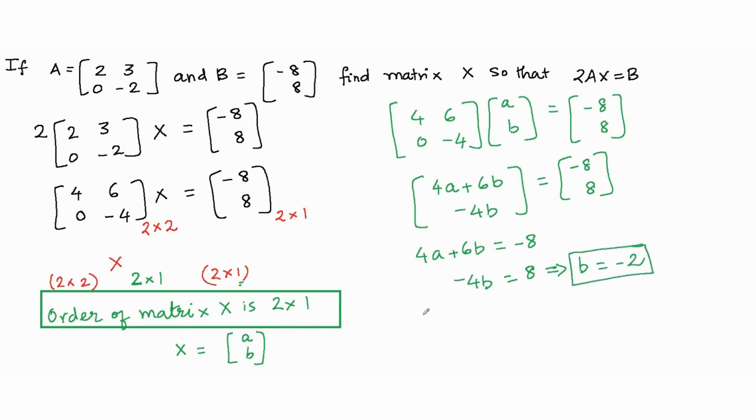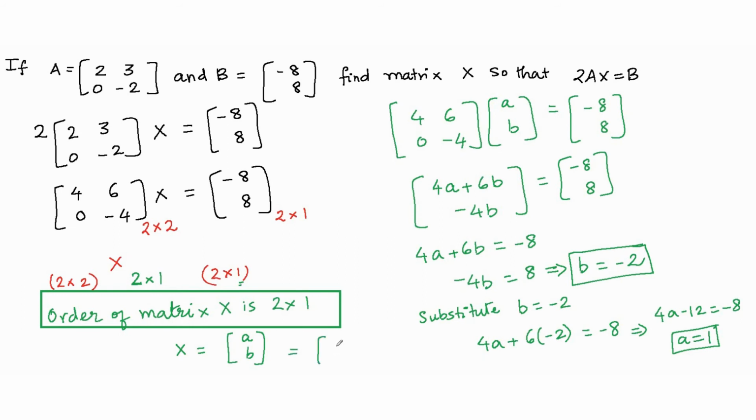And I can substitute B as -2. You get 4A + 6 times -2 = -8, which means 4A - 12 = -8, which means A is equal to 1, right? And therefore, I can say that the matrix X is [1, -2], right? This is the matrix X. So again, pausing for a few seconds before moving on.